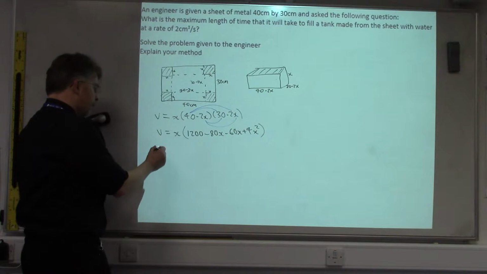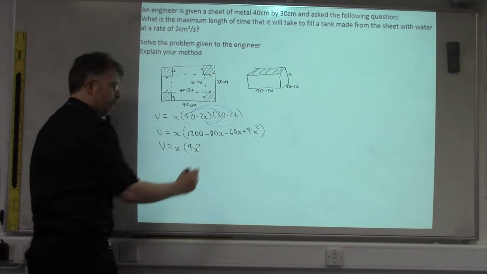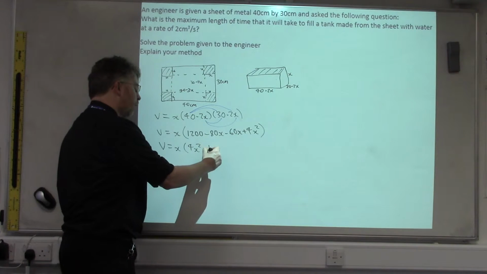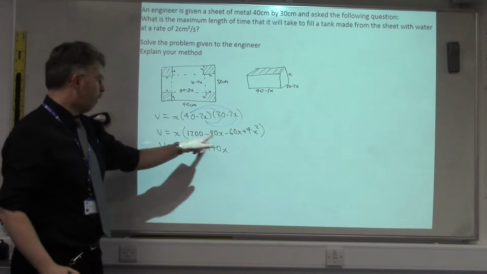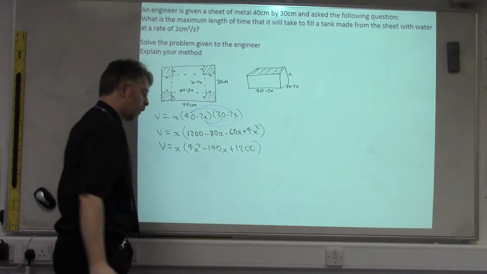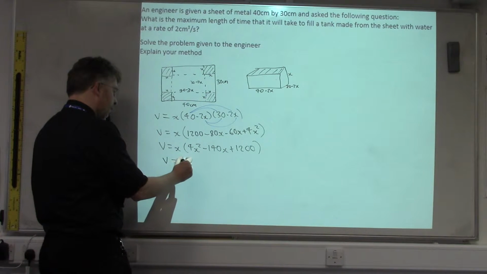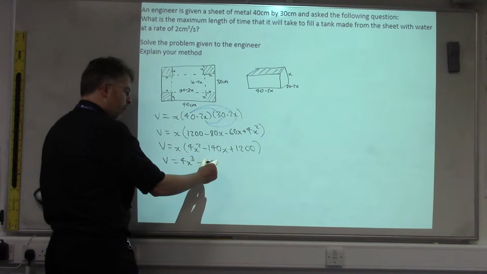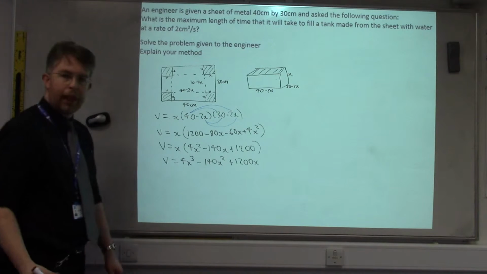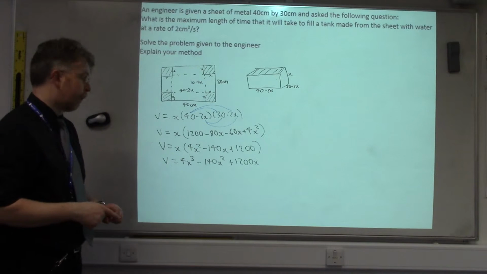Collect the like terms. So start with x squared, we've got 4x squared. Then collect the x's, minus 80x minus 60x is minus 140x. And only one number term, plus 1200. And then to finish off the multiplying out, we times through by the x. So 4x cubed minus 140x squared plus 1200x. So we've got a multiplied out expression for the volume.